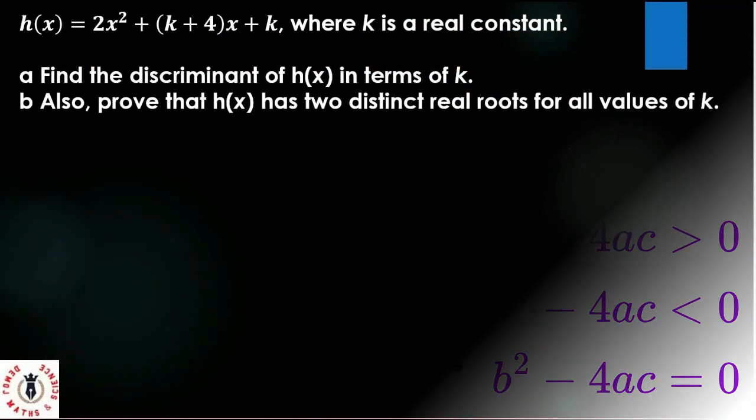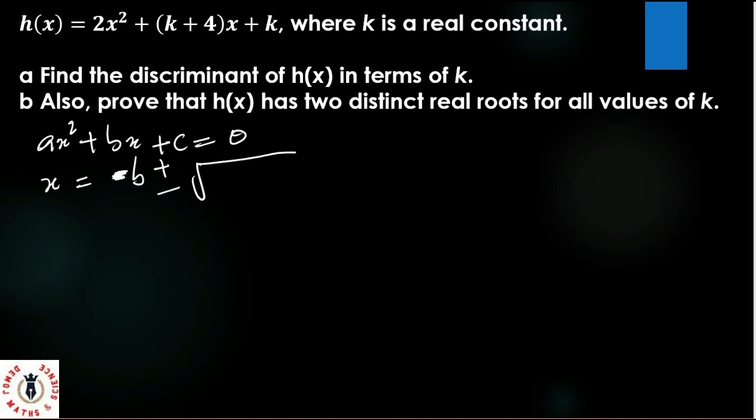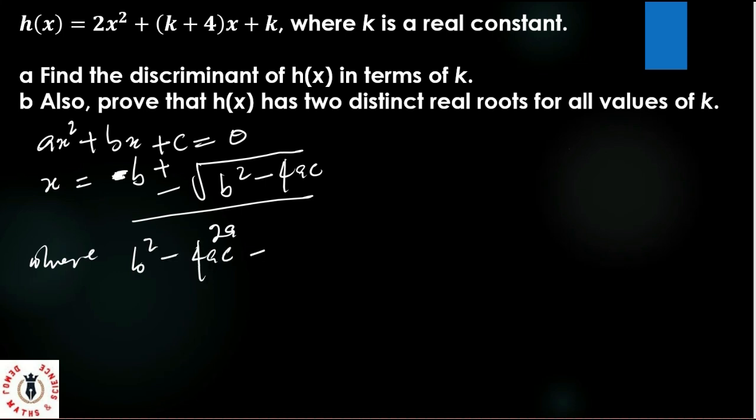Now, in our last lesson, remember we said if I have ax squared plus bx plus c equals 0 as a quadratic equation, I can solve this equation simply by using a formula. The formula tells me that x equals minus b plus or minus square root of b squared minus 4ac over 2a, where my b squared minus 4ac is referred to as the discriminant. The discriminant will help us determine the nature of roots.